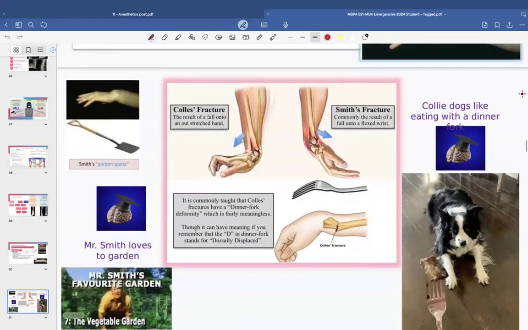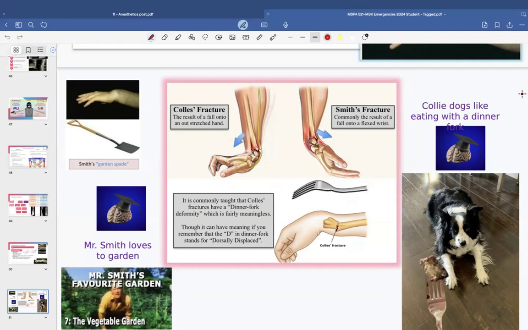This guy's cute. My dog's eating the dinner fork. Do you feed your dog with a fork? No? Yeah. I do sometimes.